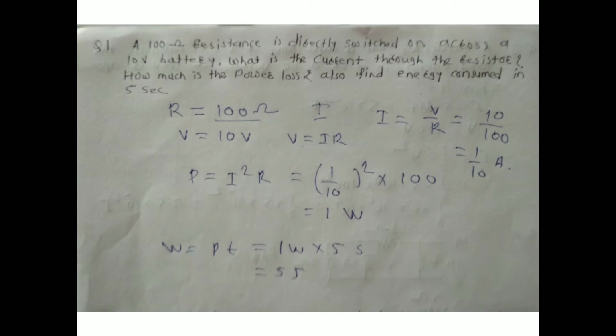Now second point, how much is the power loss? Power loss is given by P equal to I square R. So we have I equal to 1 by 10 ampere. We will put it in this formula, and R is also given. So by calculating we will get 1 watt.